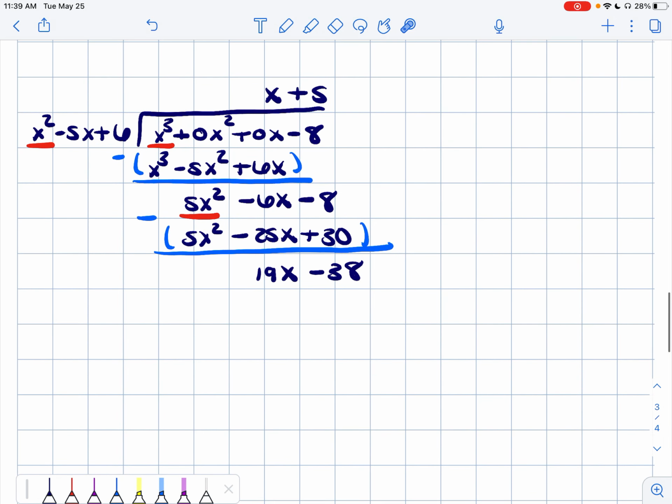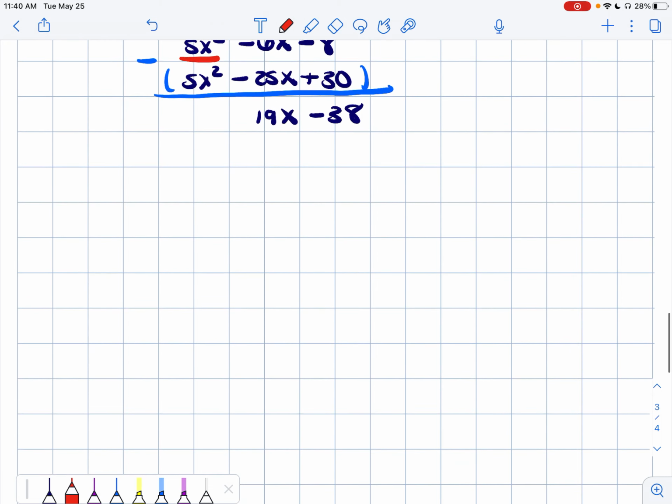Okay, now when we're looking for a slant asymptote, the only thing that matters is what's in the quotient. Okay, doesn't matter what's in the remainder, you can just kind of ignore that, it's irrelevant. Only focus on what's in the quotient. So in this case, we can see that our slant asymptote is y equals x plus 5. And that's our answer.